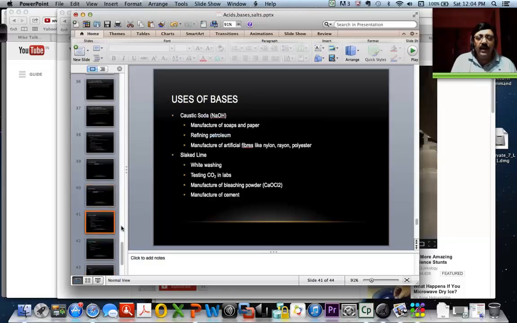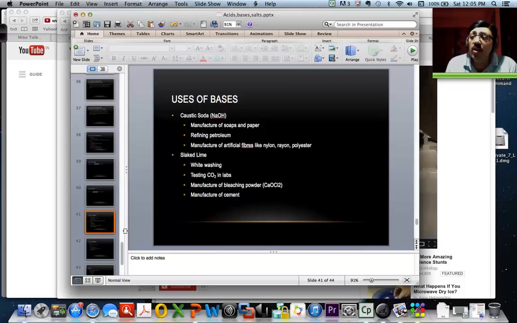Let us go ahead. Okay, now what are the uses of these bases? How are these bases used? One very popular base is what is called caustic soda, which is an alkali, which is sodium hydroxide. The commercial name of sodium hydroxide is caustic soda, and it's a very important chemical which is used for manufacturing soaps, detergents, paper. It's used in the paper industry, right? It is used for refining petroleum to remove the impurities in petroleum.